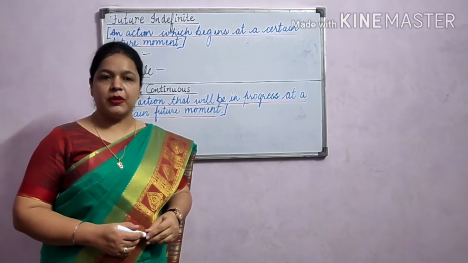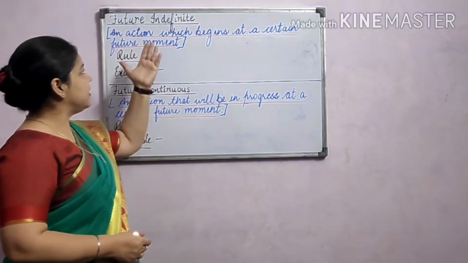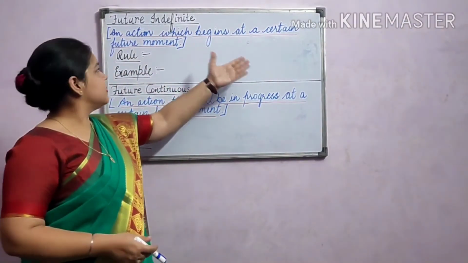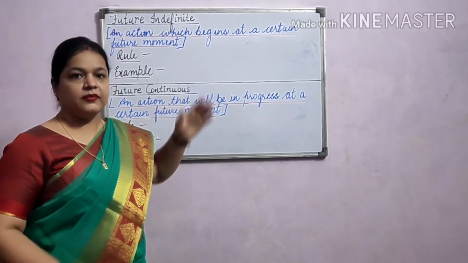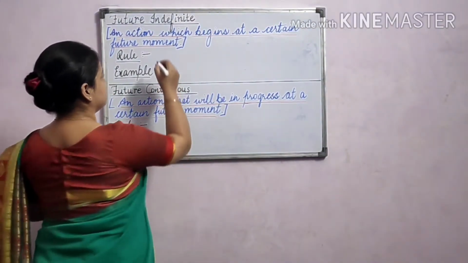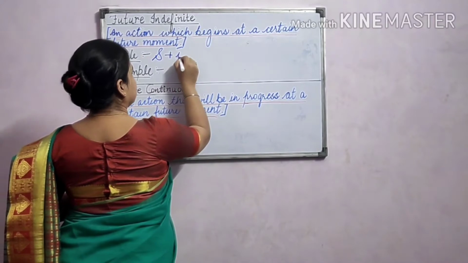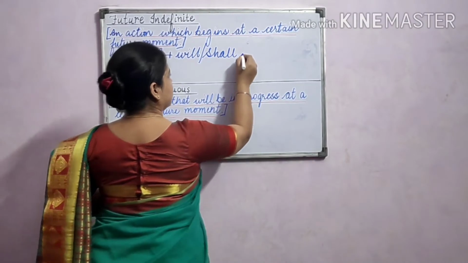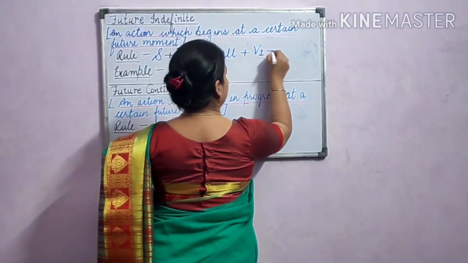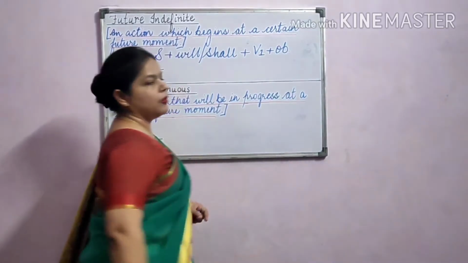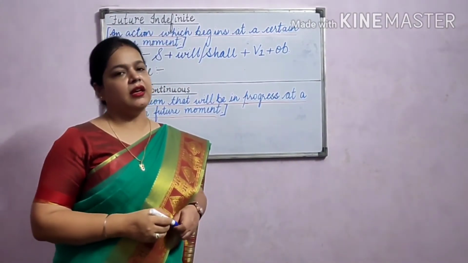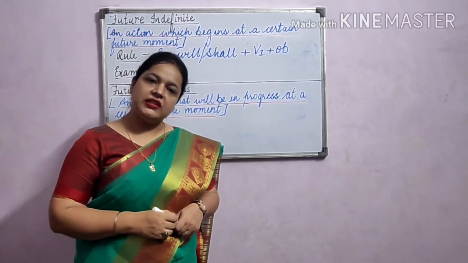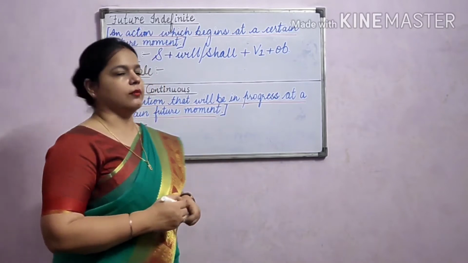First, we will discuss affirmative sentences. This future indefinite tense actually denotes such actions which begin at a certain future moment. The rule of this tense is: subject, will/shall, verb first form, object. In order to comprehend it in a better manner, let's take one example. For example, the meeting will start soon.